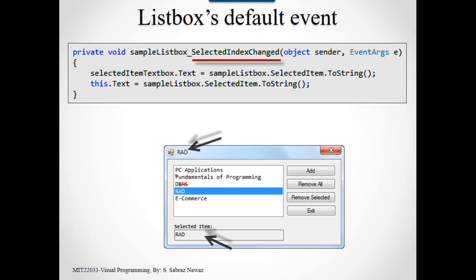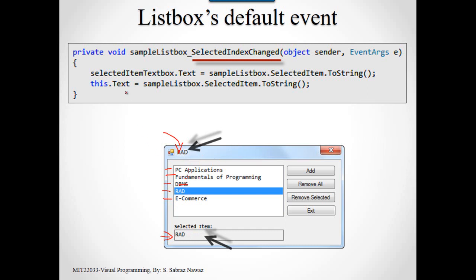Index starts with 0. So if you have 5 items, it's a collection, a list of items, it starts from 0, 1, 2, 3, 4, right? That is index. So you can give code for what to do when a user clicks on a list box's item. Here we have given an example of displaying the selected text in the text property of a text box, as well as the text property of the form.